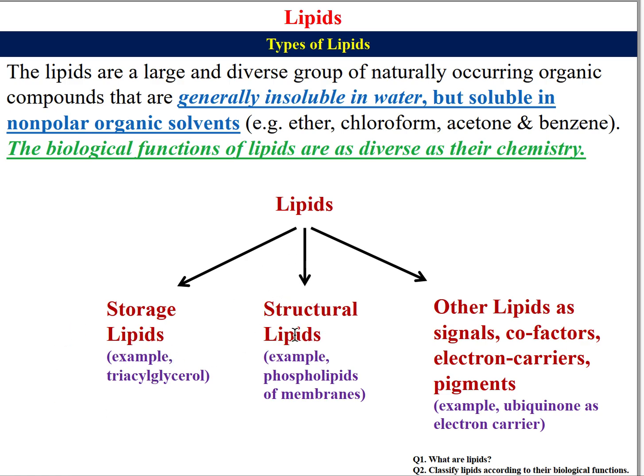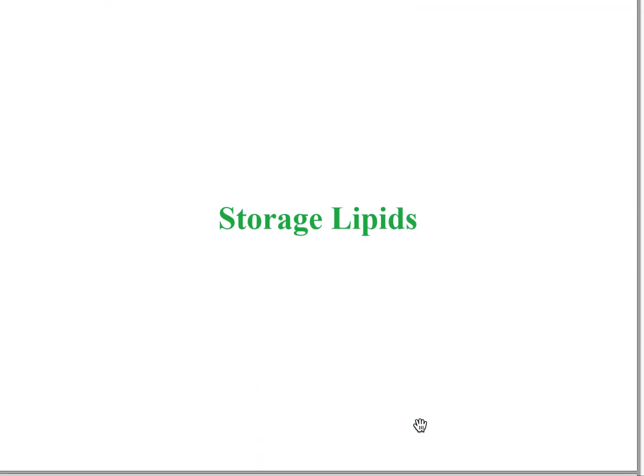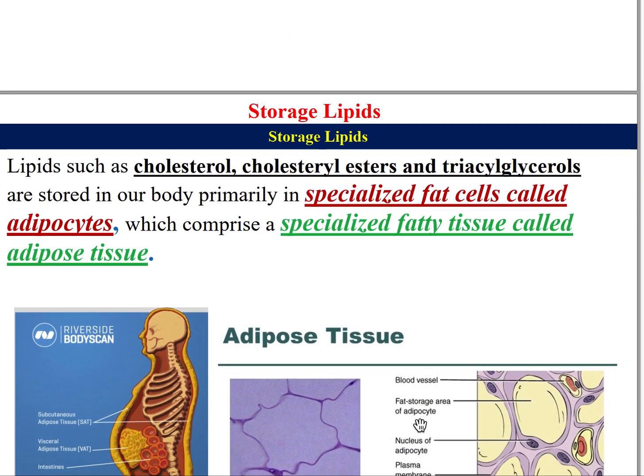Structural lipids, examples are phospholipids of membranes, and other lipids that work as signaling molecules, cofactors, electron carriers, and pigments. Ubiquinone as an electron carrier is an example of other lipids. So in this lecture 10 we will study only the storage lipid.